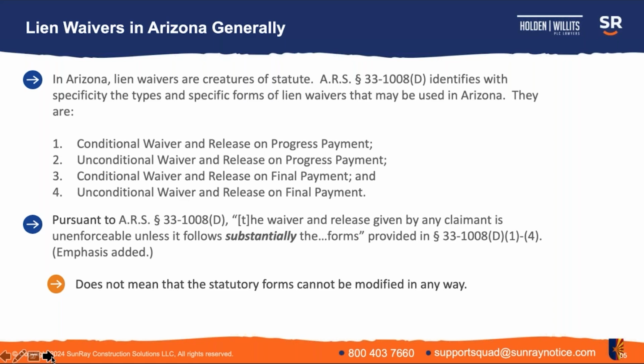So pursuant to 33-1008D, the waiver and release given by a claimant is unenforceable unless it follows substantially the forms provided in subsections D1 through D4. So you'll see this happen a lot in Arizona. You'll see contractors who maybe are not familiar with the state's laws, or new contractors to the state come in and request that claimants follow or use lien waivers that don't follow the statutory forms.